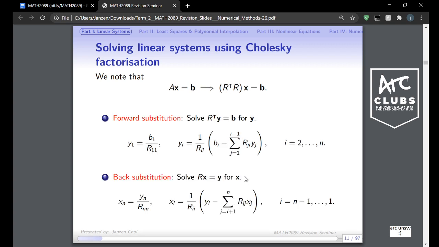Yep, so solving linear systems using Cholesky factorization. We can also solve linear systems more efficiently via Cholesky factorization. It's quite similar to solving with LU factorization, in that we solve two simpler linear systems via forward and backward substitution, instead of inverting the matrix. So as you can see here, we're replacing Rx with y. We're solving R^T y = b for y, and then we're solving Rx = y for x.